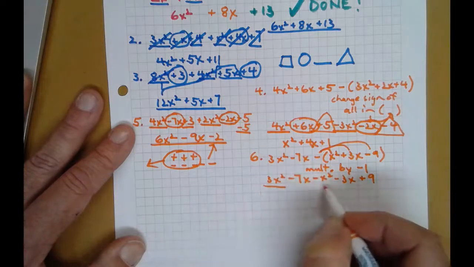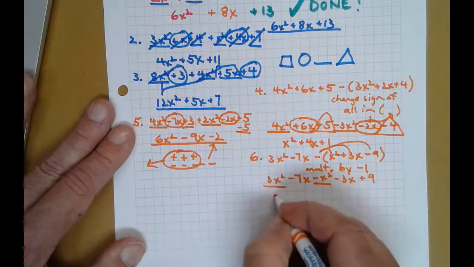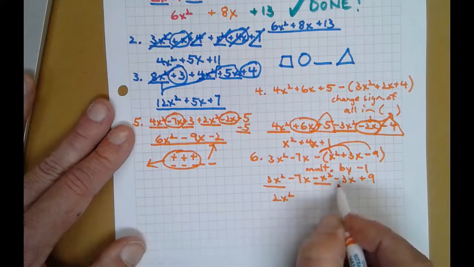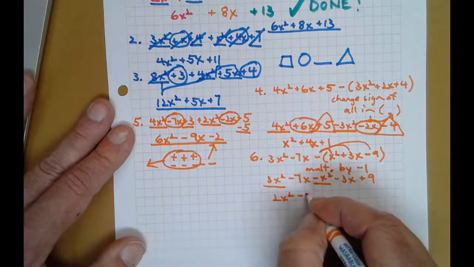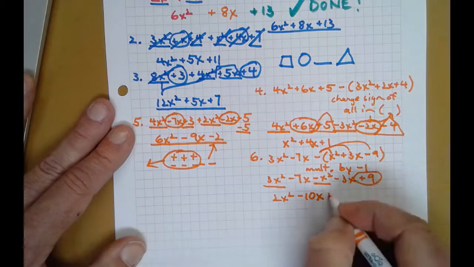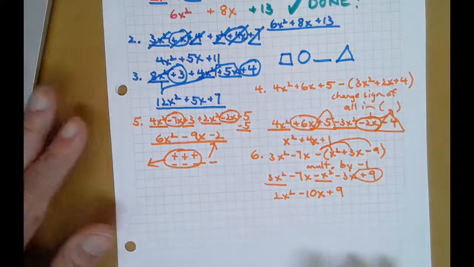Okay, x squared, 3 minus 1 is 2. X's, they're all negatives. There's 7, there's 3 more. And the numbers, there's only one number there. That's easy.